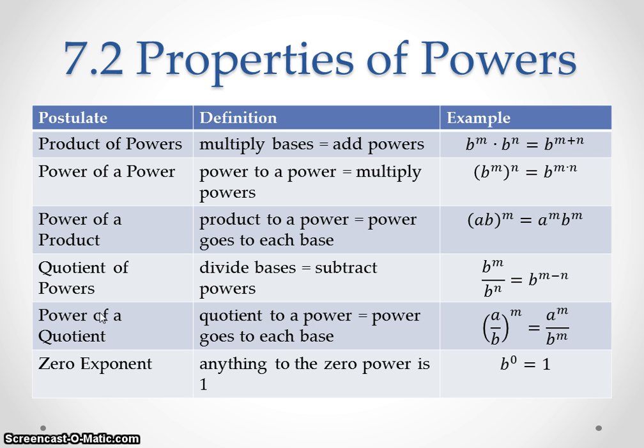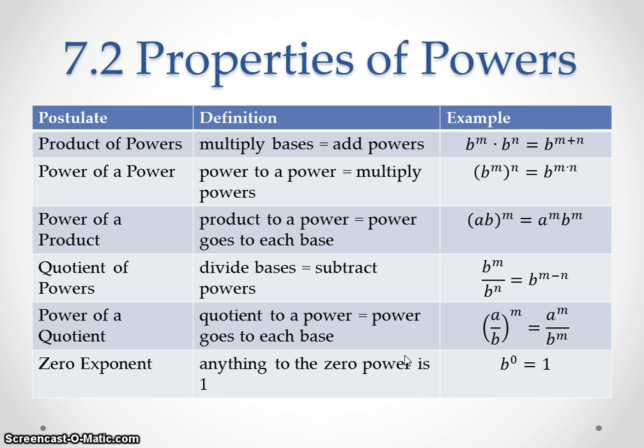Your next postulate is your power of a quotient, meaning you're going to have some division in here taken all to one power. It's just like your power of a product. Whatever you have in here has to get hit with that m. So here we get a to the mth and b to the mth. We're just dividing them now. So a quotient to a power is a power goes to each base again.